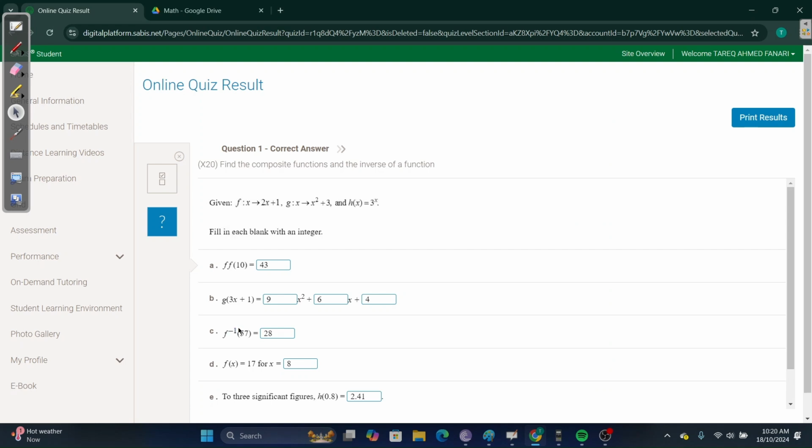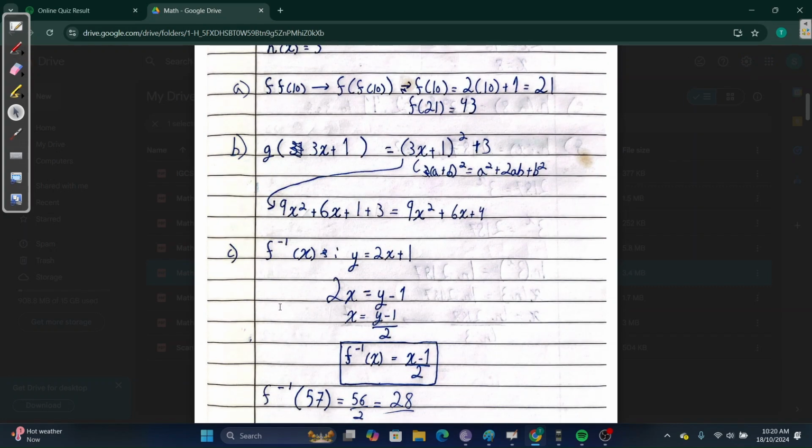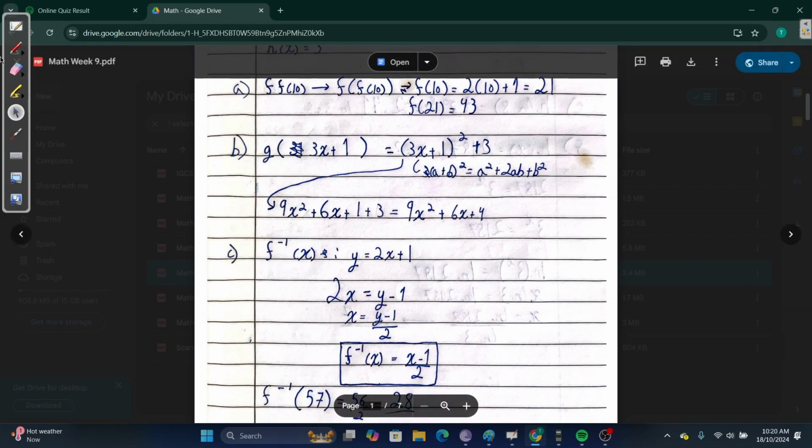f inverse of 57. For this one, you're going to want to find the inverse function of f of x, then substitute 57 into that function. So we start off by swapping f of x with y. y equals 2x plus 1. Now you solve for x. Take 1 to the other side, and then you'll get 2x equals y minus 1. Then divide by 2 on both sides to cancel out the 2 and get your final x, which is x equals y minus 1 over 2.